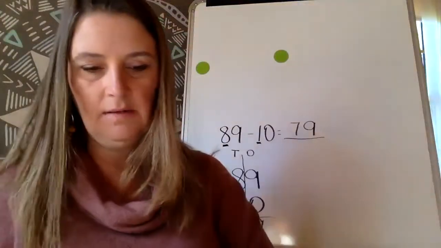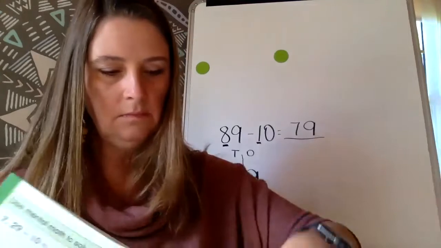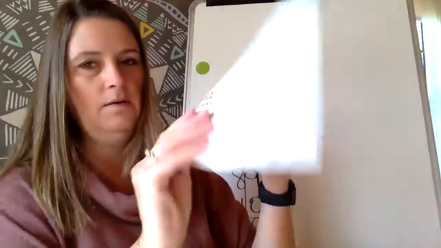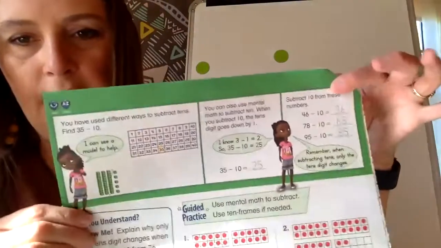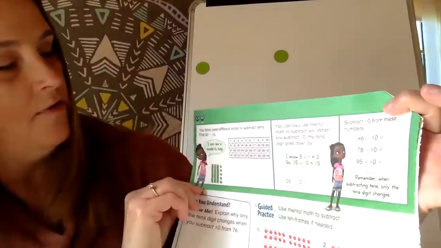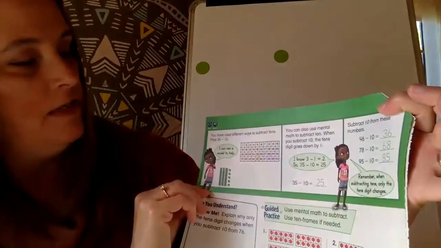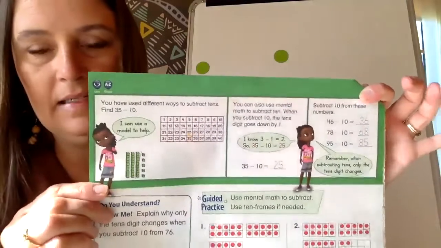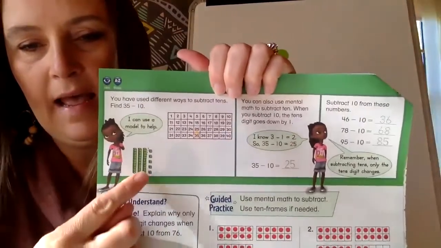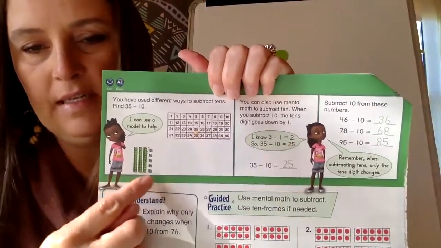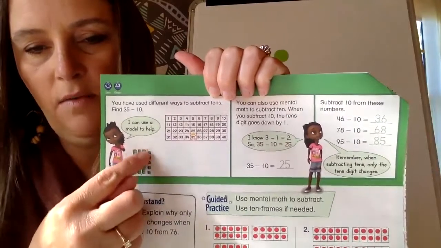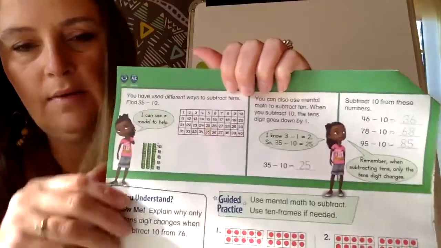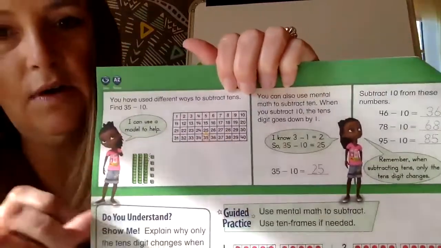Okay, all right, so let's flip and look at the next side, which shows all of our green boxes. Okay, so in the first green box, it says, you have used different ways to subtract tens. Find 35 minus 10. So here we have 35. We have 3 tens and 5 ones, and they want us to find out what 35 minus 10 is. They have slashed through that 1 ten there. Okay, so I'm trying to hold this a little bit closer today so that you all can see it as well.